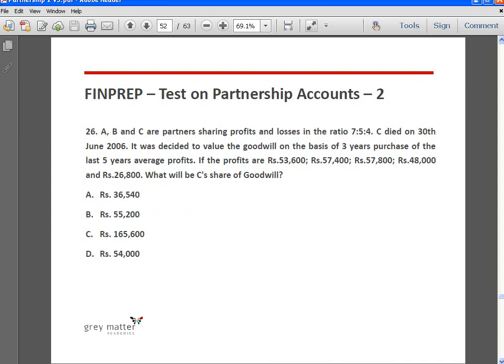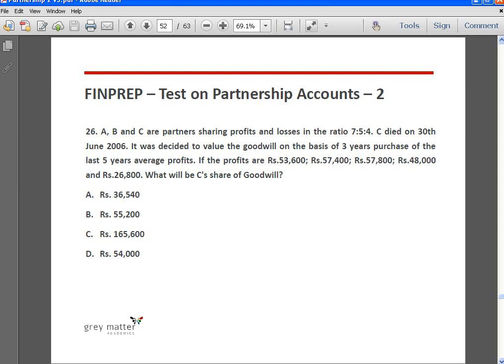A, B and C are partners sharing profits and losses in the ratio of 7:5:4. C died on 30th June 2006. It was decided to value the goodwill on the basis of 3 years purchase of the last 5 years average profits. If the profits are 53,600, 57,400, 57,800, 48,000 and 26,800, what will be C's share of goodwill?